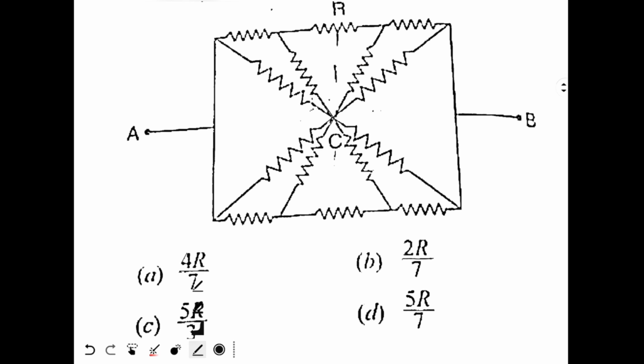Now we have symmetry about this line. Okay, we have symmetry about this line. So that means what? The current in the branch on the left side and the current in the branch on the right side will be the same. That means if this branch has current I, then this branch also has current I.